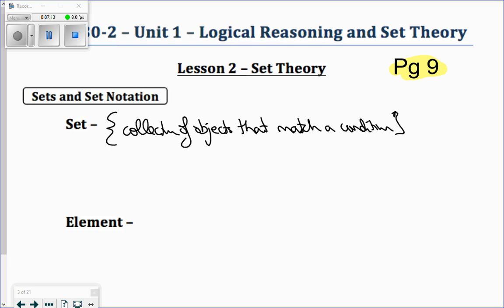Set is just those funky brackets. Element is each member of the set. So an element of the factors of 8 is 2. Another element is 4. Another element is 1. Another element is 2. And the last element is 8. Okay, so the elements are the individual numbers or individual things that you're writing in your set. Okay? Nothing too earth-shattering there.